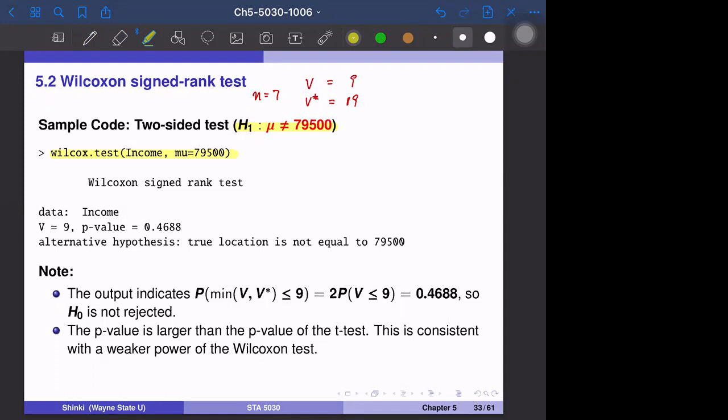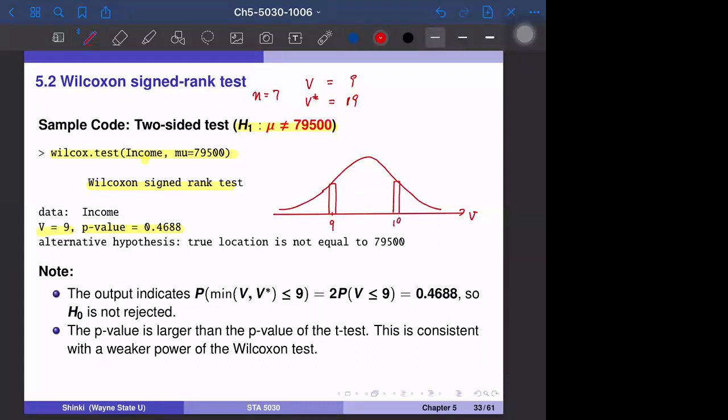So the Wilcoxon signed rank test. We get V automatically. Income includes the 7 incomes of math PhDs, and we get a p-value equal to 0.4688. The distribution of V is discrete, but it takes time to write down, so just conceptually we write some curve. Then V equal to 9 is here.